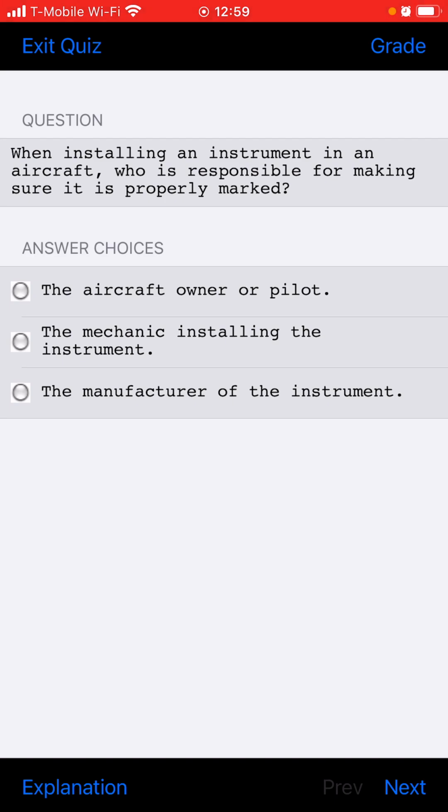What time should a gear retraction check be performed? During annual, other inspections, and following hard landing. During annual or any other inspection. When you're doing an inspection, check the landing gear, people.